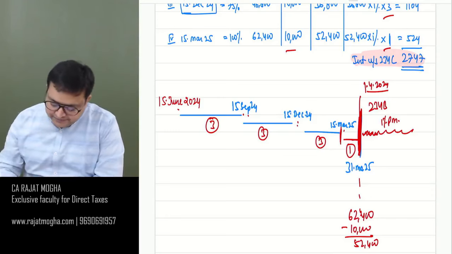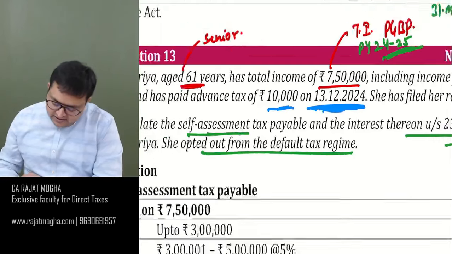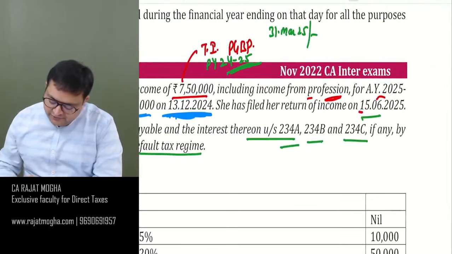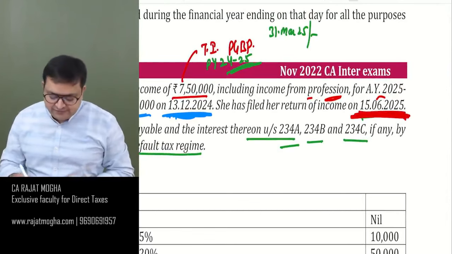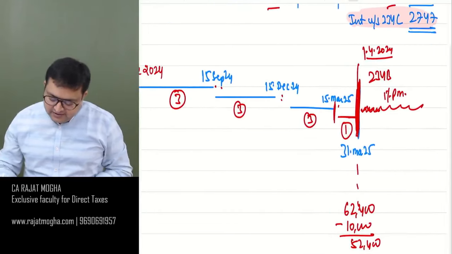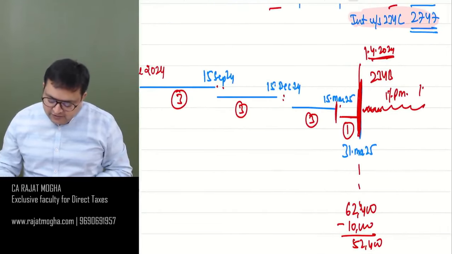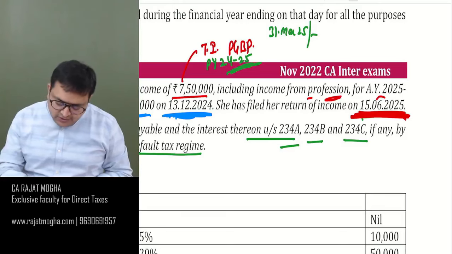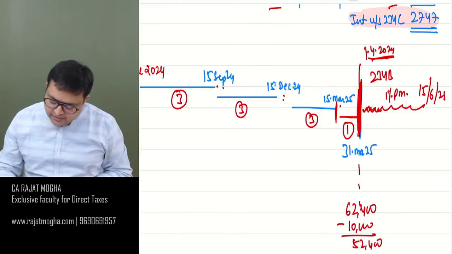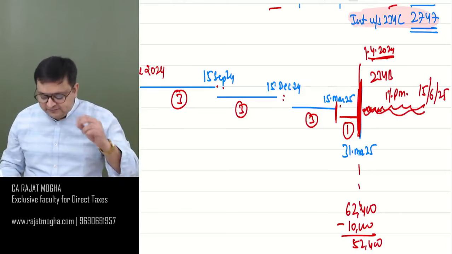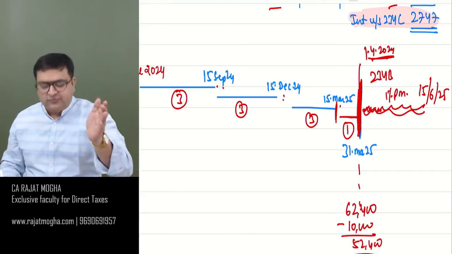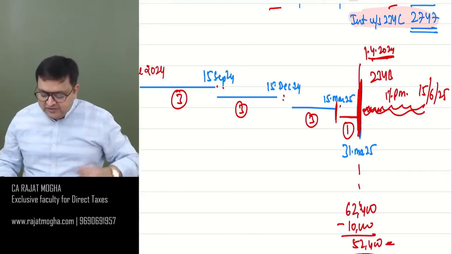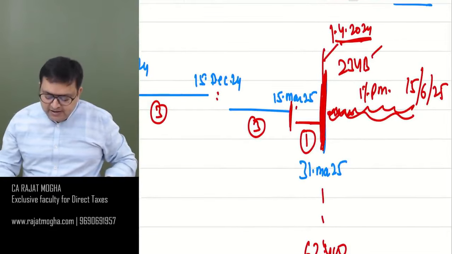So please tell me, in this case, we have filed the return on 15th of June 2025. So from 1st April till 15th of June 2025, we will charge interest. Government needs this 52,400. They need 62,400, but 10,000 you have paid. So on 1st April, what was the outstanding? 52,400.